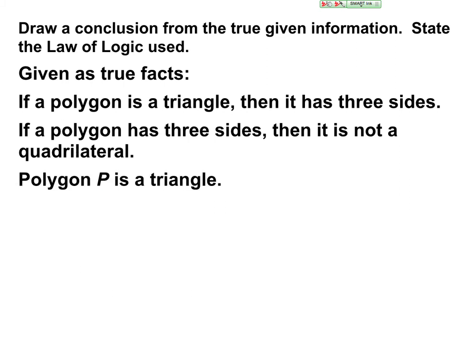Okay, how about this one? I'm giving you three things that you could use. If a polygon is a triangle, then it has three sides. If a polygon has three sides, then it's not a quadrilateral. Polygon P is a triangle. There could be more than one thing you can come up with. You might first work on, is there a syllogism, if-then, that you can make?